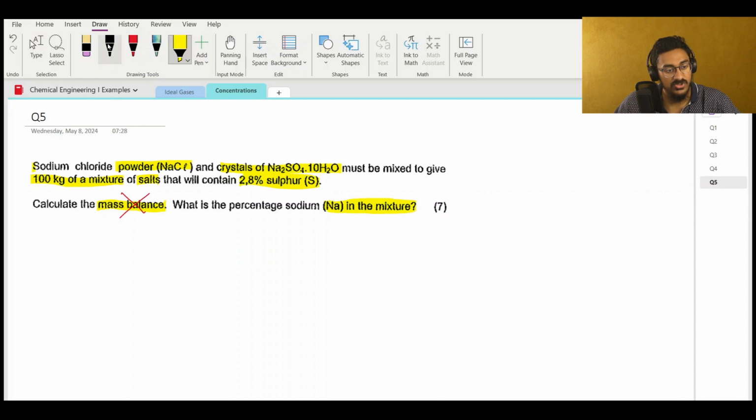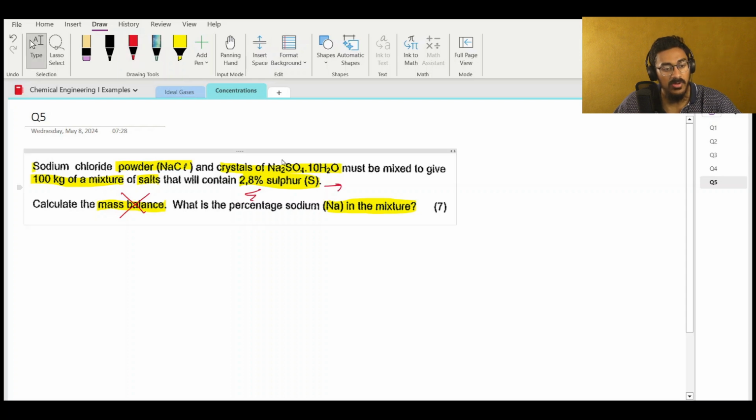So the first thing I always like to do is draw a picture. Another thing I want to mention is that this needs to contain 2.8% sulfur. Remember, it's just a mixture of salts. So we're not adding any water. It's literally just a mixture of salt on top of a different kind of salt.